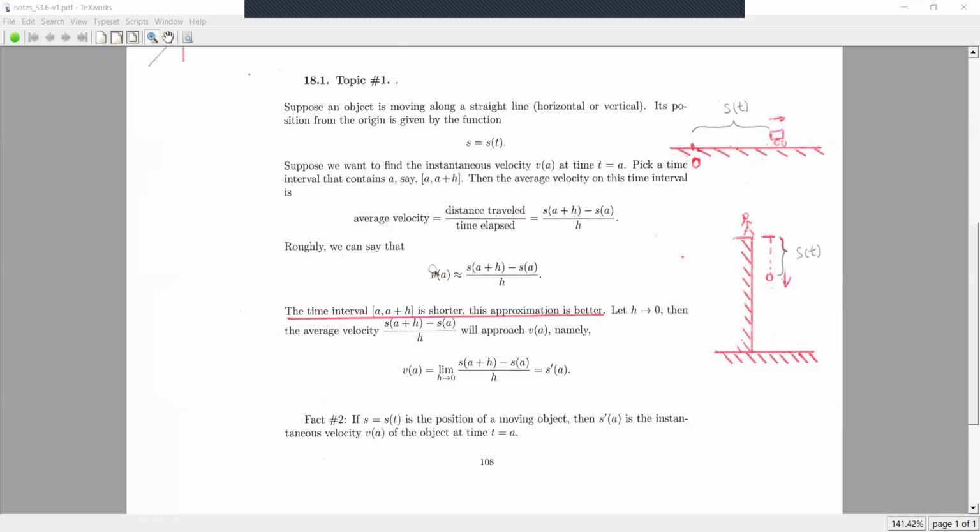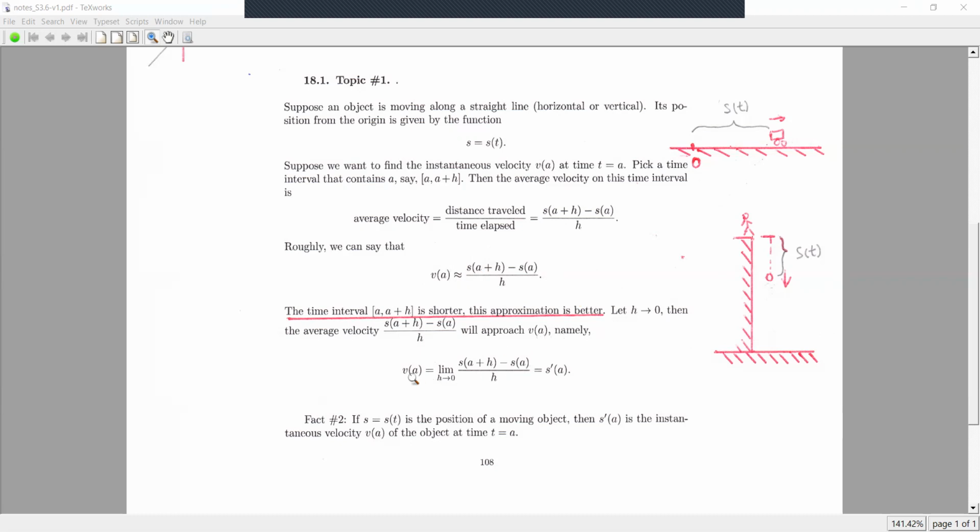Roughly, we can say that the instantaneous velocity of the object at the time a roughly is this number. This approximation is better if the time interval is shorter. That is, if h is smaller, the approximation is better. Now, let h approach 0. Then this quotient will approach some number. That number is the instantaneous velocity at a.